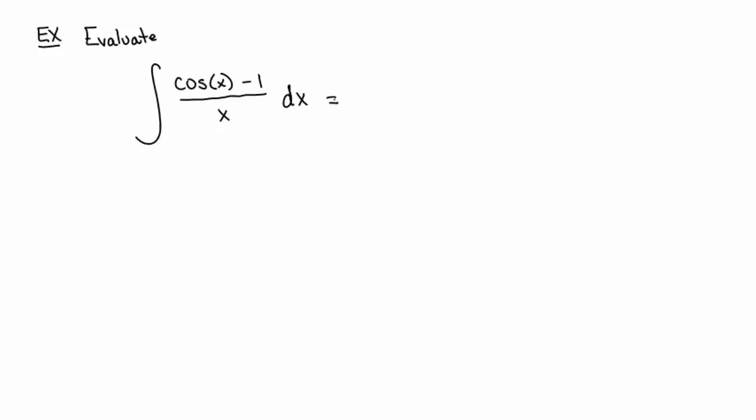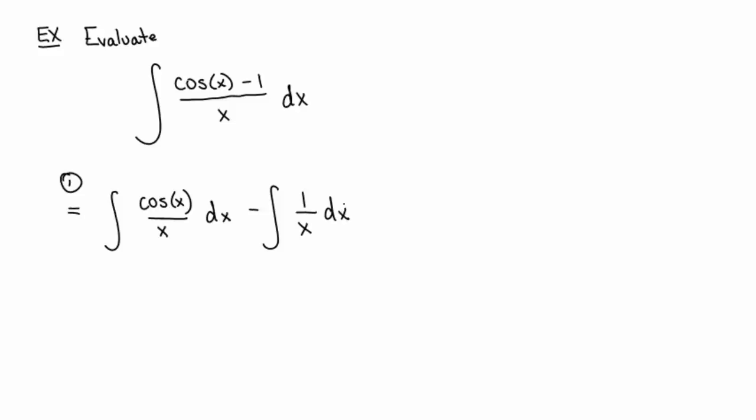Let me simplify this. There's two ways to go about this. Down here, I'll put equals, and this is the first way that you can do this. You can break this into two integrals, the integral of cosine of x over x dx, minus the integral of 1 over x dx. At least one of those you happen to know the value of. You know that the second integral is equal to the natural log absolute value of x.